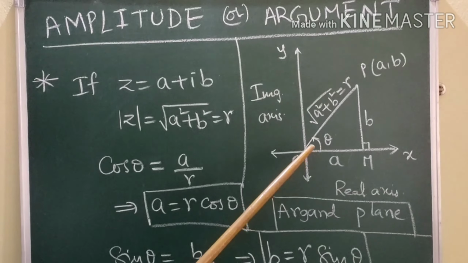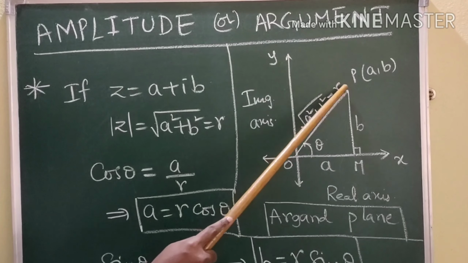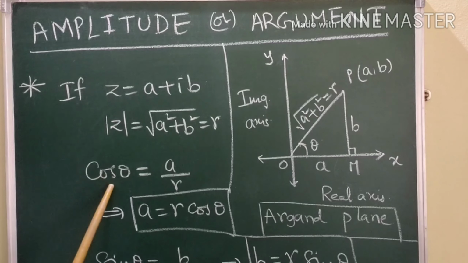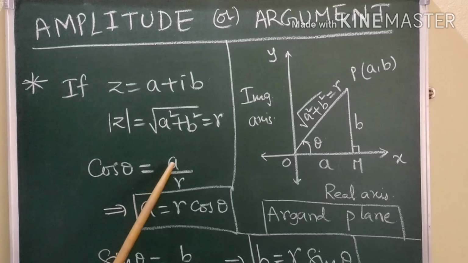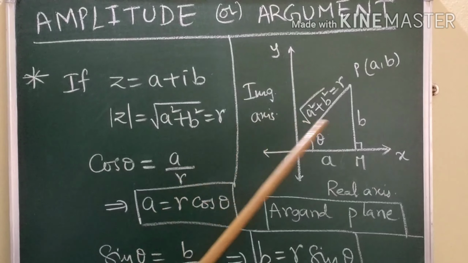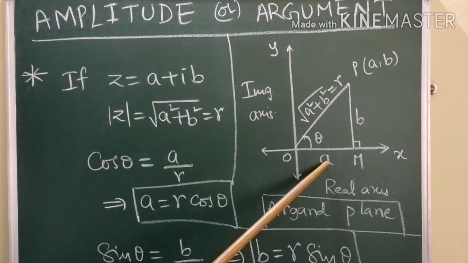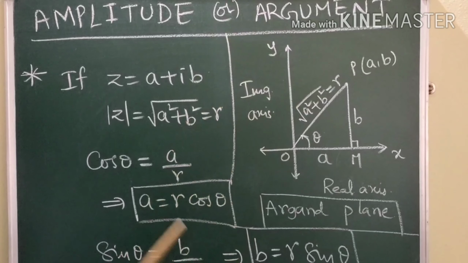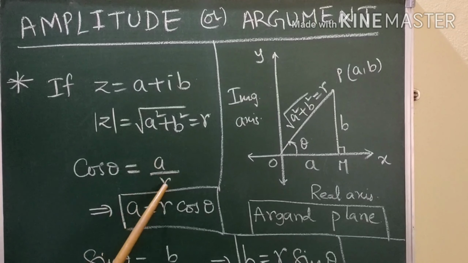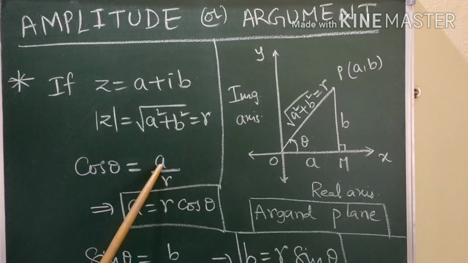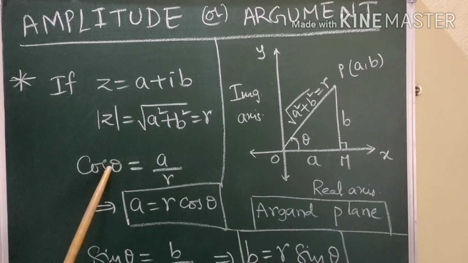Now from the triangle OPM, cos theta is equal to a by r, that means adjacent side by hypotenuse. Cos theta is equal to a by r. By cross multiplication, a is equal to r cos theta.